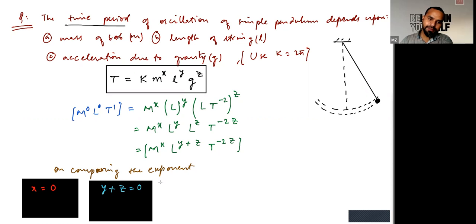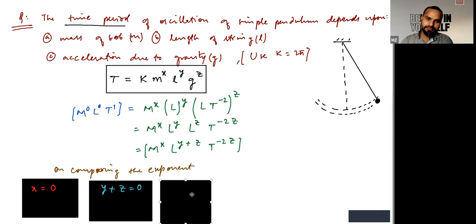Next is exponent of T, which is minus 2Z, but in left hand side, we have 1. So you can say minus of 2Z is equals to plus 1. So on moving minus 2 to the other side, you will get Z is equals to minus 1 by 2. So this is our first part, Z.